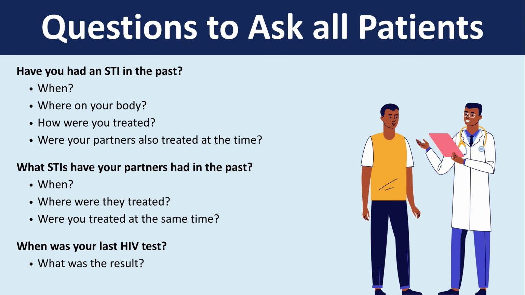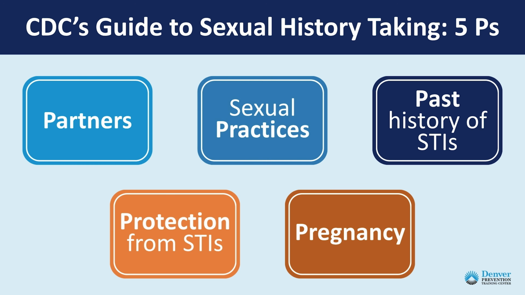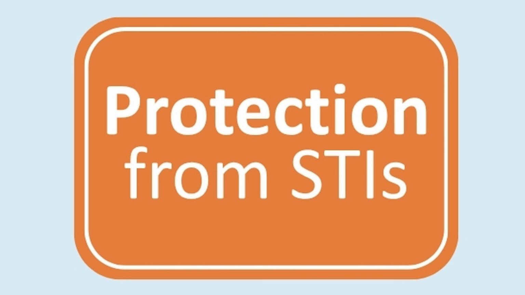There are 3 main questions to ask here. Have you had an STI in the past? When? Where on your body? How were you treated? Were your partners also treated at the time? What STIs have your partners had in the past? When? Were they treated? Were you treated at the same time? When was your last HIV test? What was the result? The fourth P stands for protection or prevention of STIs.